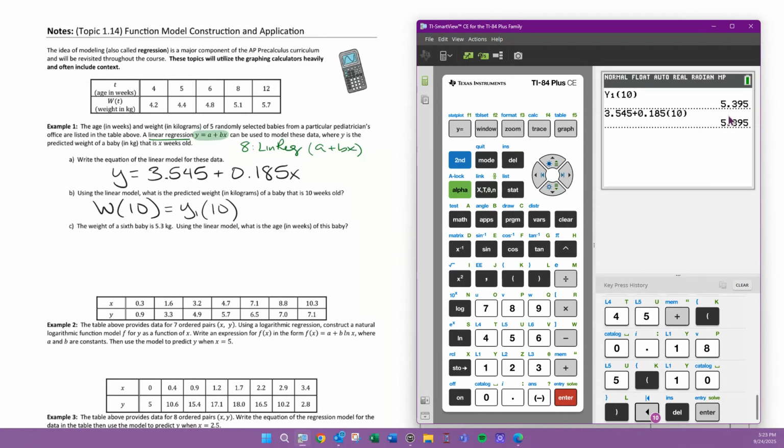And this doesn't seem like it saved us much time, but when our equations are much more complicated than what we just did with this linear equation, we're going to want to let the calculator predict our values for us. And we predicted that the weight is going to be 5.395 kilograms.